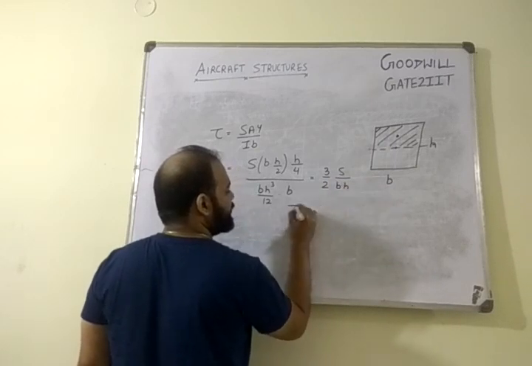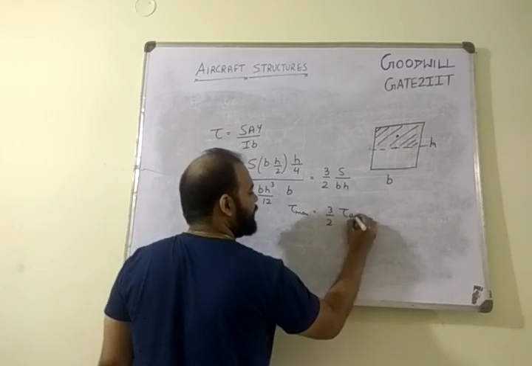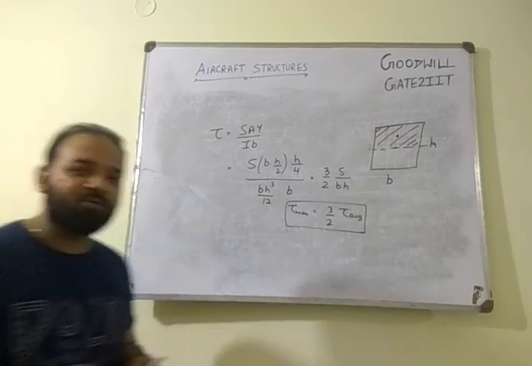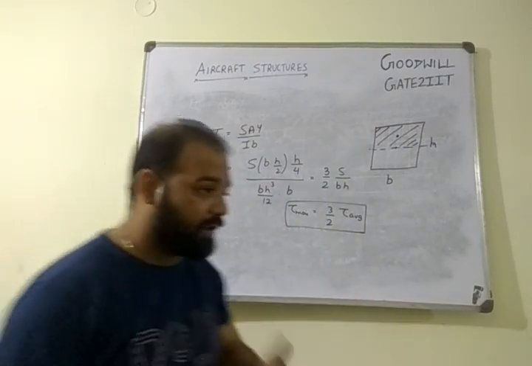What do you mean by this? Tau max is 3 by 2 times tau average. So this is another way of proving the same thing. Initially we used an integration method. Now I am using a generalized method. So just to summarize, I am again repeating this.